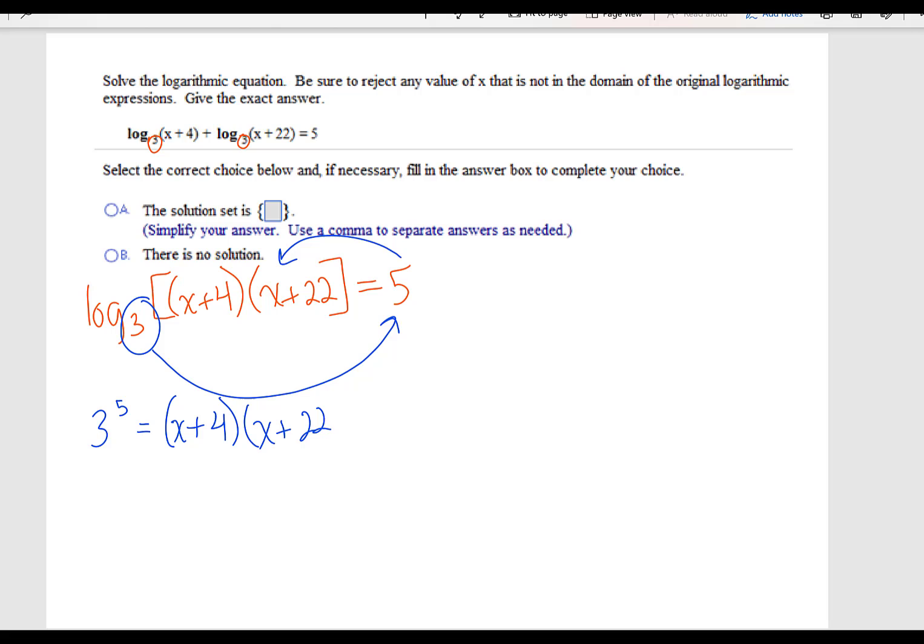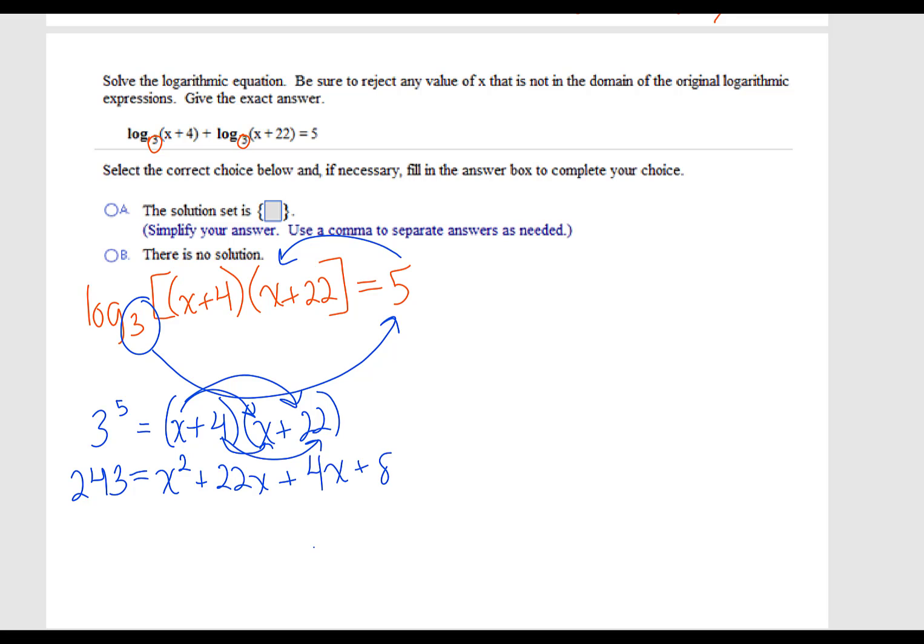Again, you can FOIL it while it's still in the log. That's up to you. I'm going to go ahead and simplify here. 3 to the 5th power, 243. I did not know that off the top of my head. I paused the video and punched it into the calculator. Going to FOIL here, so multiply that first term by each of the other terms. I get x squared plus 22x. Then take the second term and multiply by each of these terms. So plus 4x plus 88.